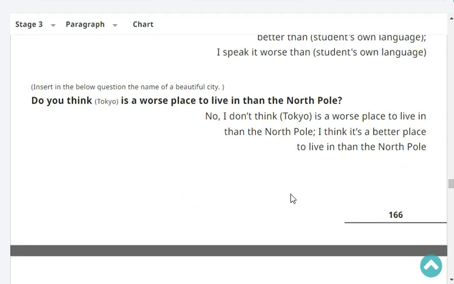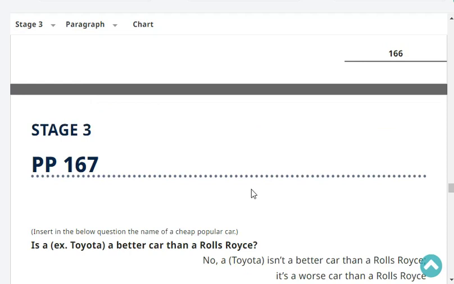Do you think Tokyo is a worse place to live in than the North Pole? No, I don't think Tokyo is a worse place to live in than the North Pole. I think it's a better place to live in than the North Pole.